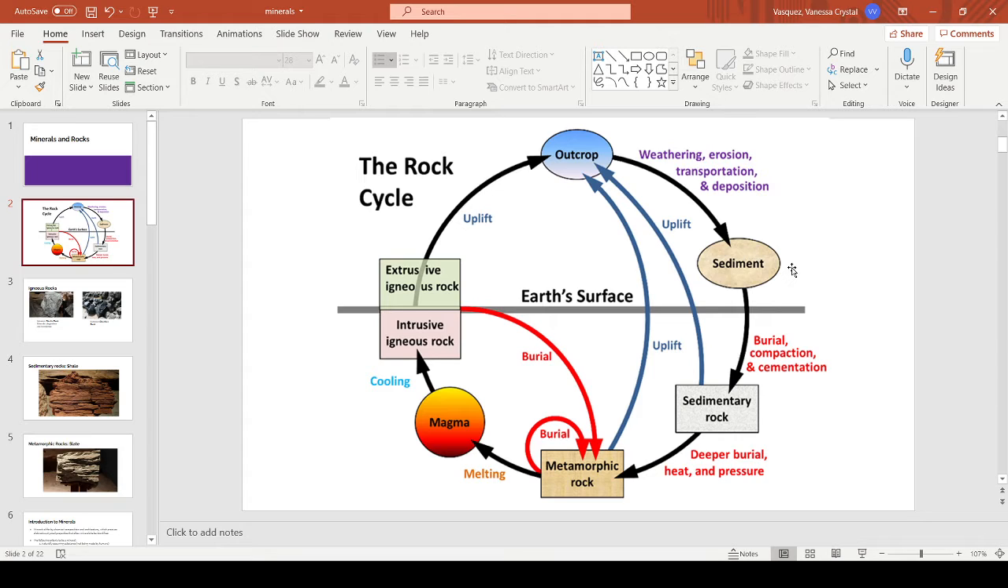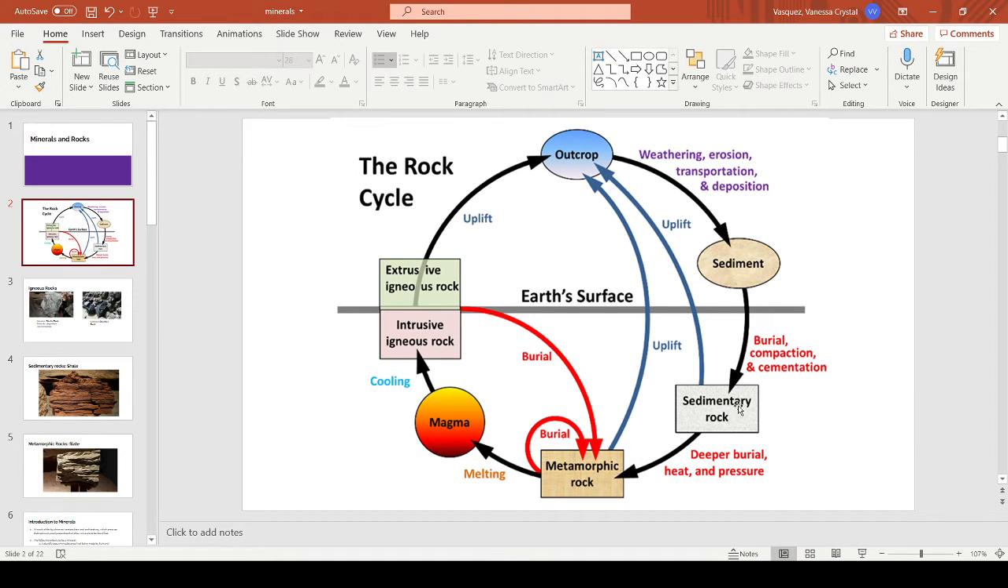So when these sediments are fully compacted, and a chemical bond occurs between these sediments, this will allow them to form a sedimentary rock. So you can think of the chemical bond gluing these sediments together, forming a sedimentary rock.